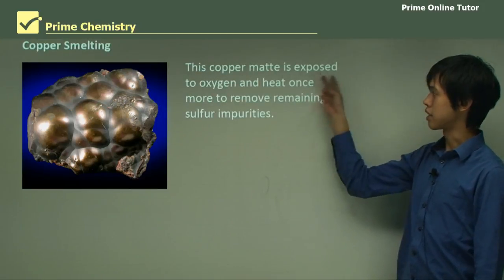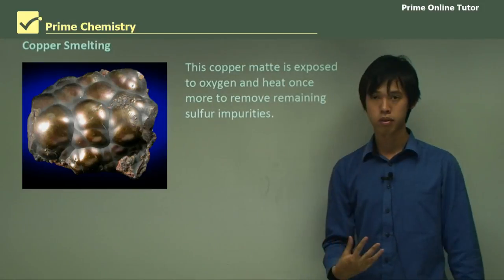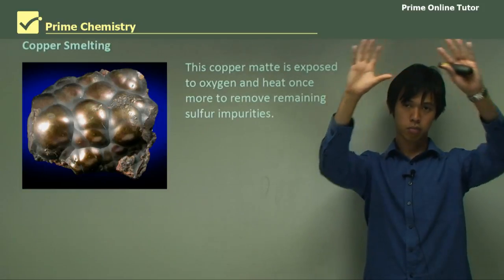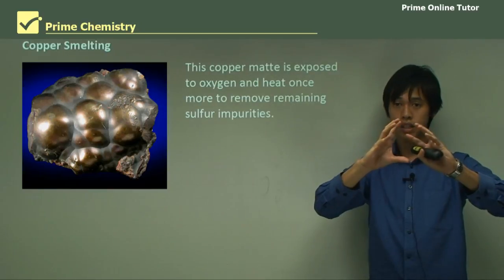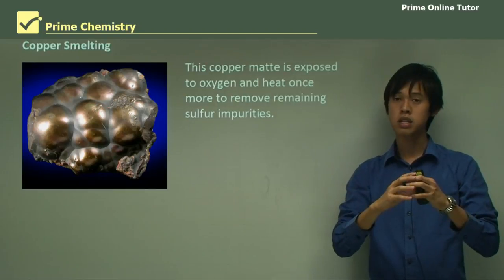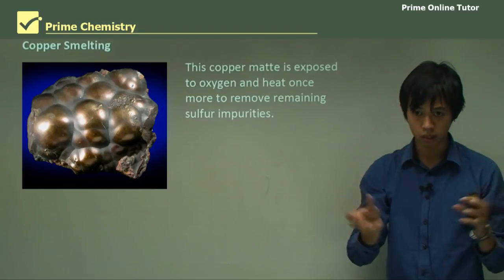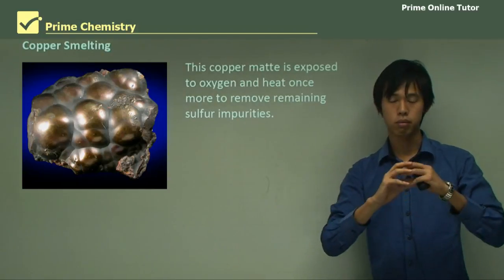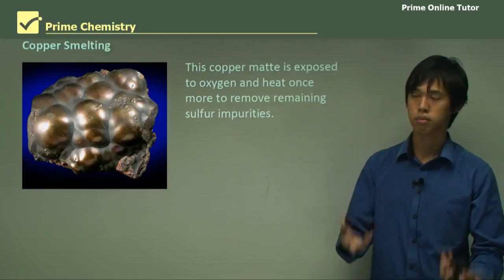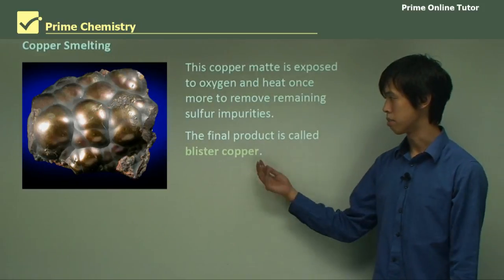And then this copper matte is exposed to oxygen once more to remove any remaining sulfur impurities. So what we've done is we've taken the copper sulfide, exposed it to oxygen, and got copper oxides, exposed it to carbon, which gives us pure copper. There'll still be some sulfide impurities in there, so we expose it once more to oxygen, and we get rid of that last bit of sulfide, and so we finally get almost pure copper. The final product is called blister copper, which you can see here.